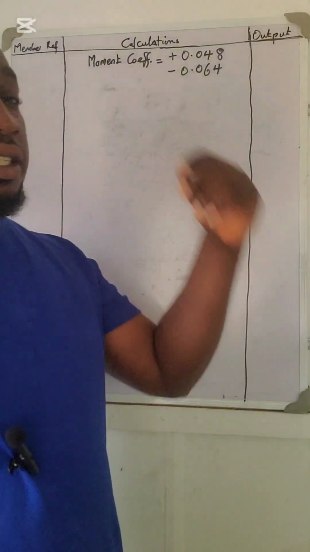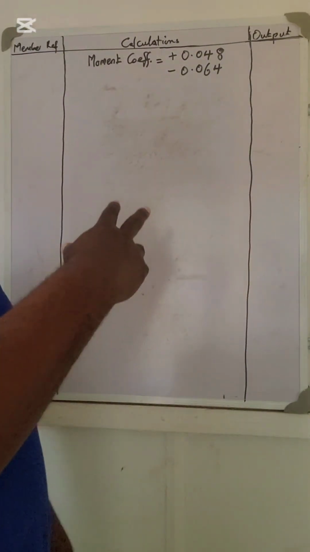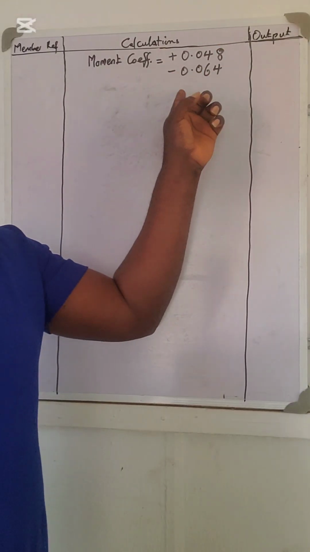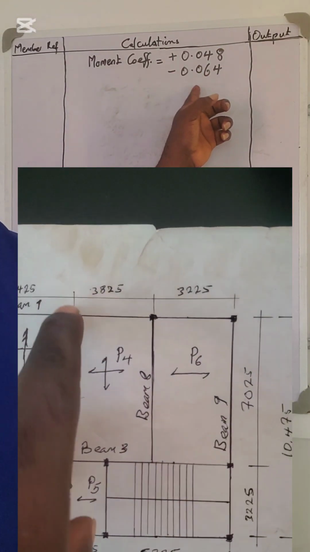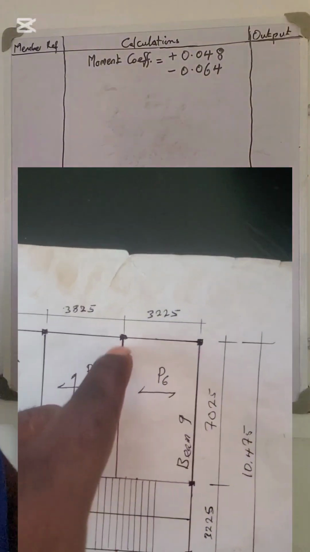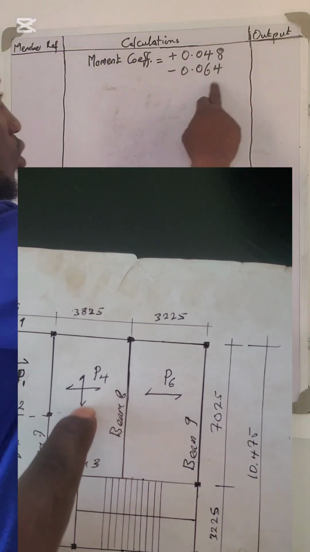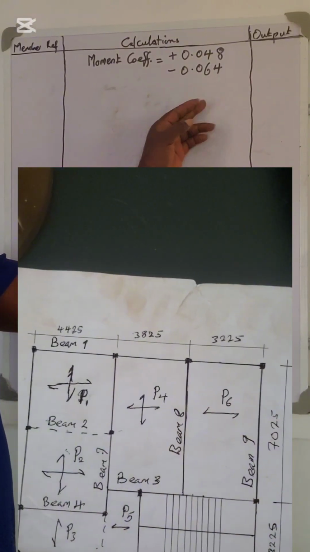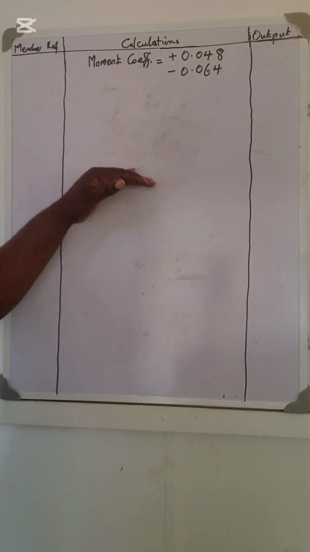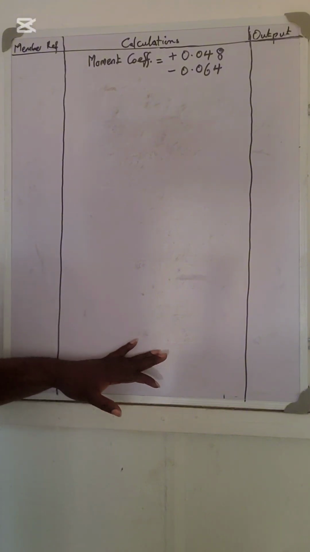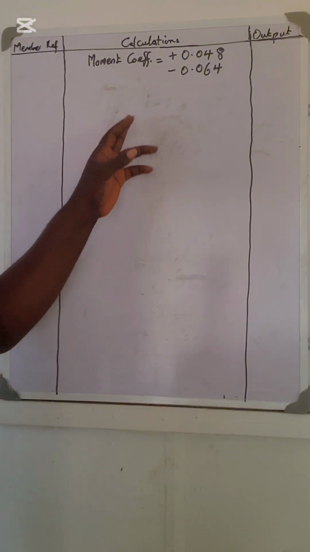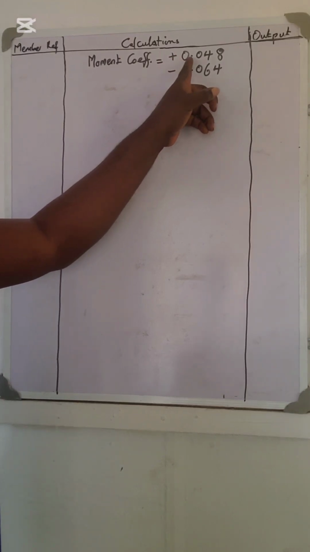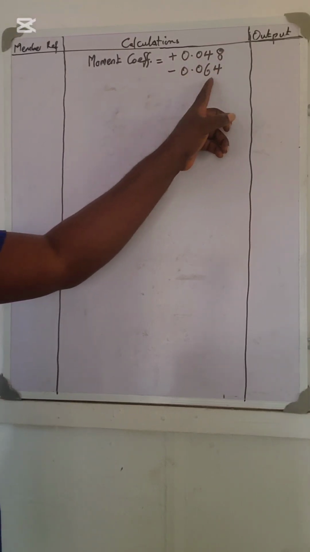Recall that in our last class, we got our moment coefficients for panel 4. Remember, we're working on panel 4. So this is the moment coefficient. All right, so we want to begin the same process again, the steps you take to get your AS required. We've gotten this: the positive coefficient is 0.048, negative is 0.064.